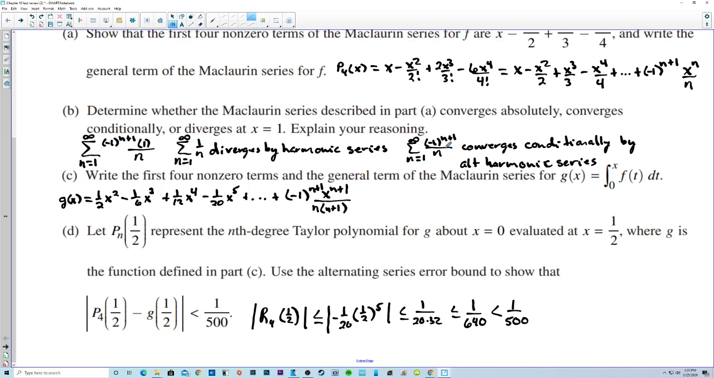And the next term would be right here. Right there. So negative 1/20th, 1/2 to the fifth, because we're evaluating at 1/2, is less than or equal to 1 over 20 times 1 over 2 to the fifth, which is 32. Those multiply to 640, and that's less than 1 over 500.